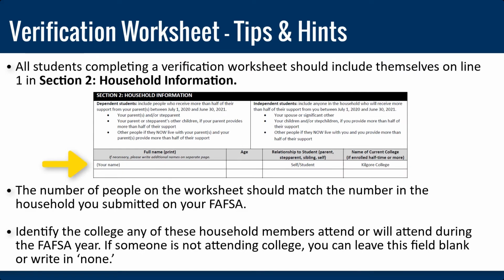All students completing a verification worksheet should include themselves on line 1 in section 2, Household Information. The number of people on the worksheet should match the number in the household you submitted on your FAFSA. Identify the college if any of these household members attend or will attend during the FAFSA year. If someone is not attending college, you can leave this field blank or write in none.